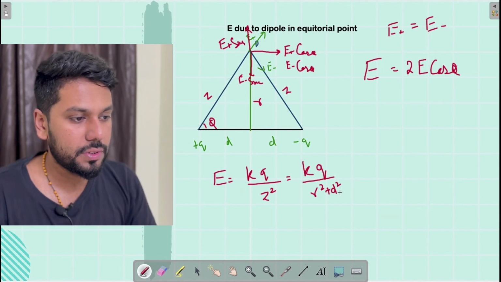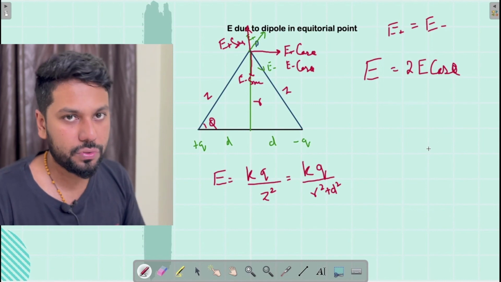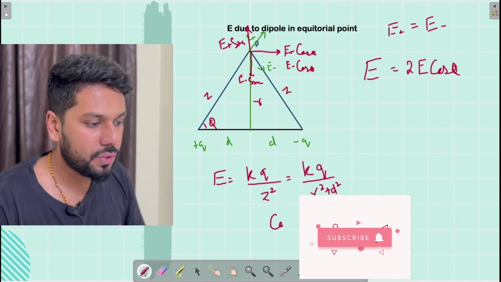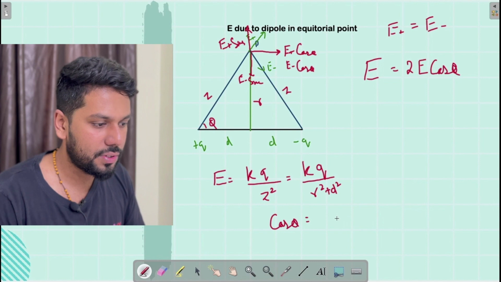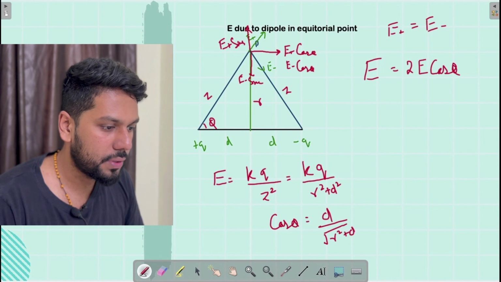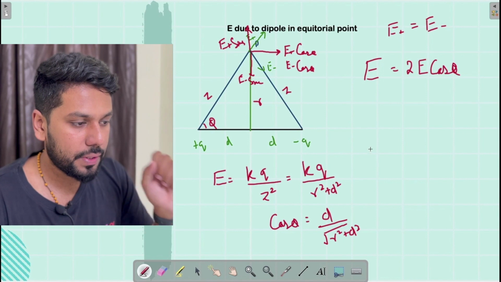So now I'm going to substitute that value, but before that I need cos theta also, right? So my cos theta here in this case, look at this triangle, is going to be D divided by root of R square plus D square.